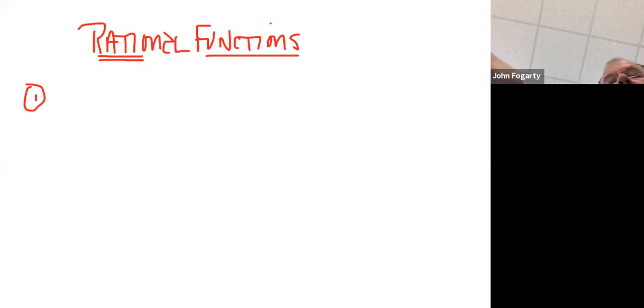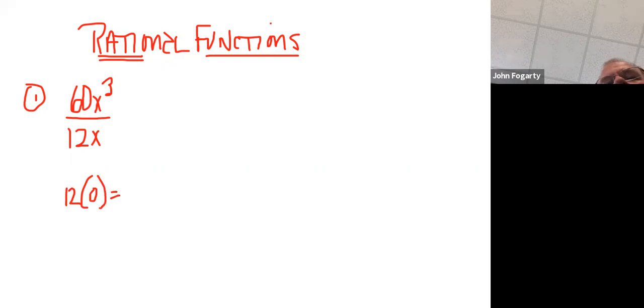So if we have this, 60x to the third over 12x. Well, there we have a ratio. Now, we know that we can put any number we want in for x. There is a problem though. If I put 0 in for x, I'm going to get 0 in my denominator. And that's a problem, because when 0 is in your denominator, that expression is undefined. It means we can't do that, okay?